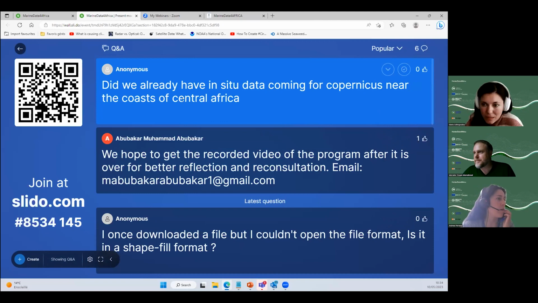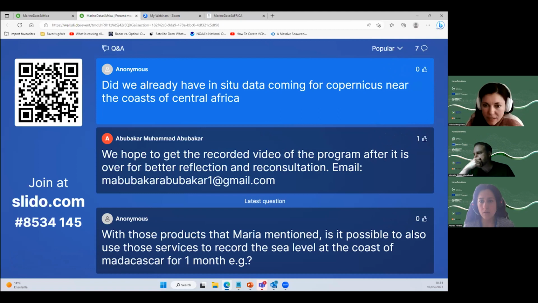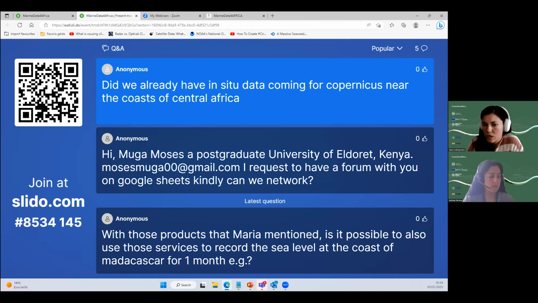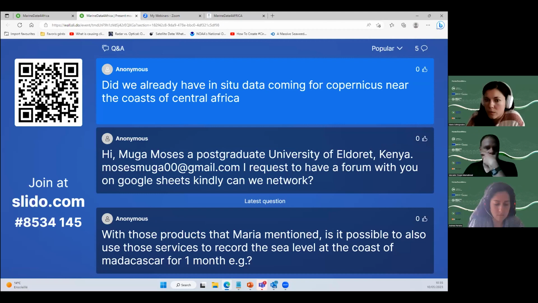Another one is, did we already have in situ data coming for Copernicus near the coast of Central Africa? As you have seen from the snapshot I had in my presentation, there are some data close to the Africa coasts, but I believe that there are a lot more missing. And we would like to also make this request here that if you have or you know of institutions or operators who operate any platform near the coast, please contact us and let us come in contact with them or with you if you are one of them. And we would be very happy to try and integrate all these data.